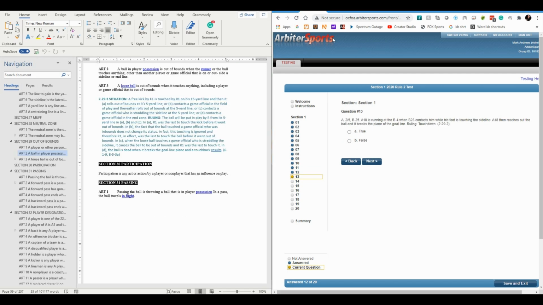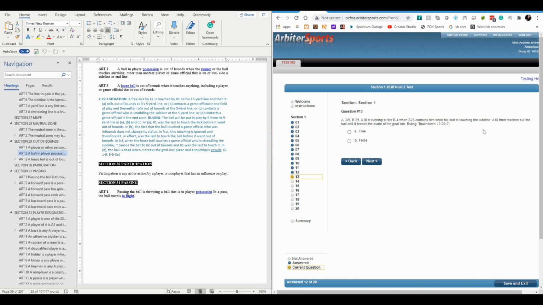Okay. Question number 13. A 2nd and 5 at the B25. A18 is running at the B4 when B23 contacts him while his foot is touching the sideline. In other words, B23's foot is contacting the sideline, not the runner. A18 then reaches out with the ball and it breaks the plane of the goal line, ruling touchdown.